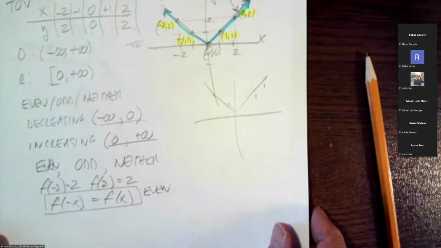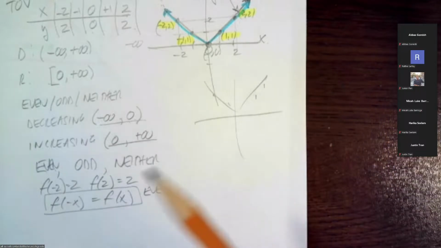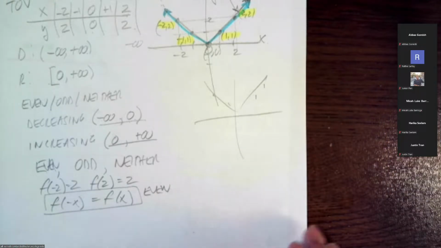Okay, another common function then. All right, questions before we move on? Could you explain how you got the decreasing thing again?